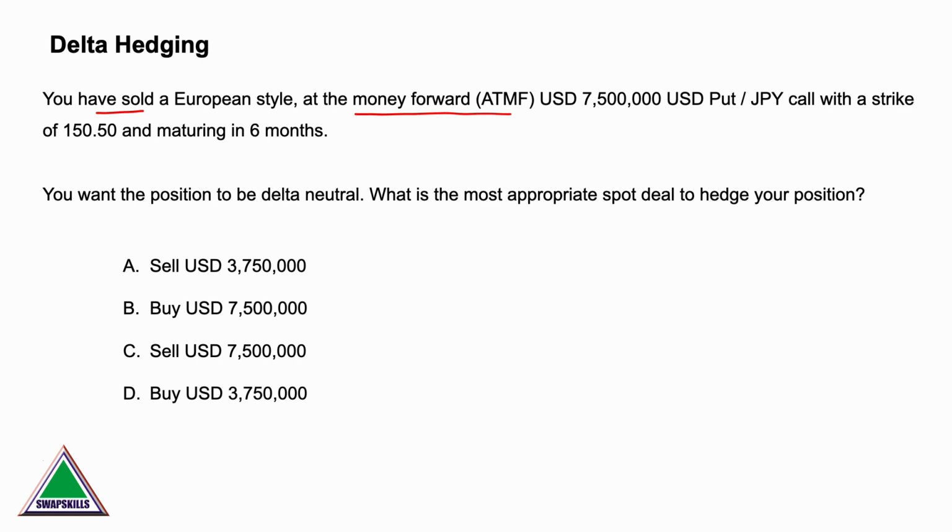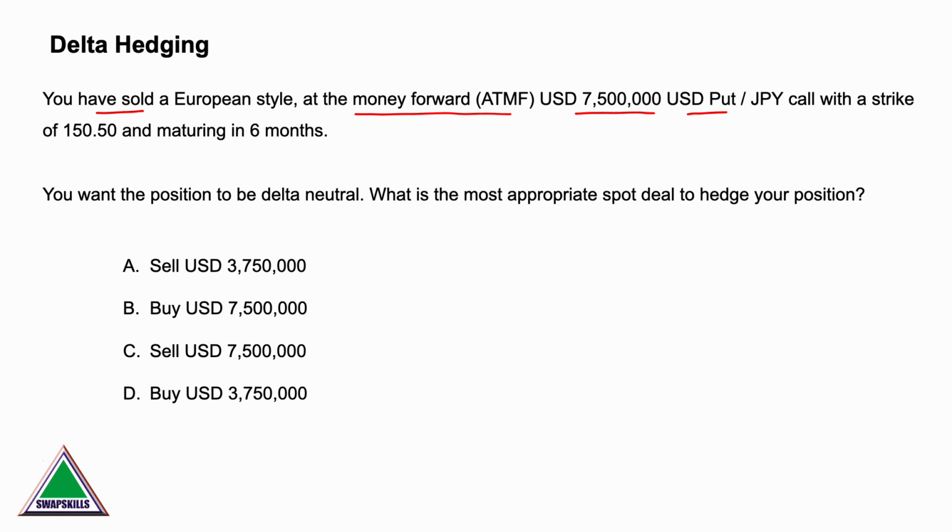Now you've sold a $7.5 million put option yen call with a strike of 150.5. So that means that you've given somebody the right to give you $1 and receive at least 150.5 yen. So if the yen strengthened and went down to 140, 130, 120, they would exercise the option. Now you want the position to be delta neutral. What's the most appropriate spot deal to hedge your position?